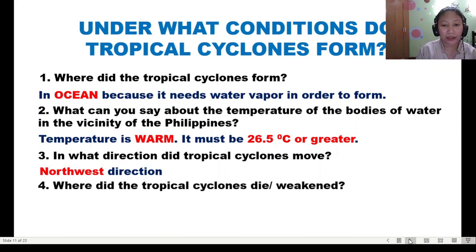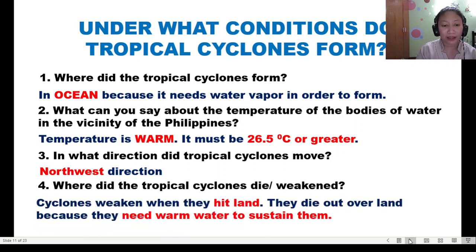4, where did tropical cyclones die or weaken? Saan ba sila namamatay? Pag tumatama ang isang cyclone o bagyo sa lupa. So, dun sila nanghihina. Tapos, ang dahilan nun ay wala na kasing nagsusupply ng warm water sa kanila kasi nga nasa lupa sila. So, yung exit lagi ng bagyo madalas sa Batanes, diba? Madami dong mga mountains. So, dun, pag tumama na sila doon, nababasag na sila.